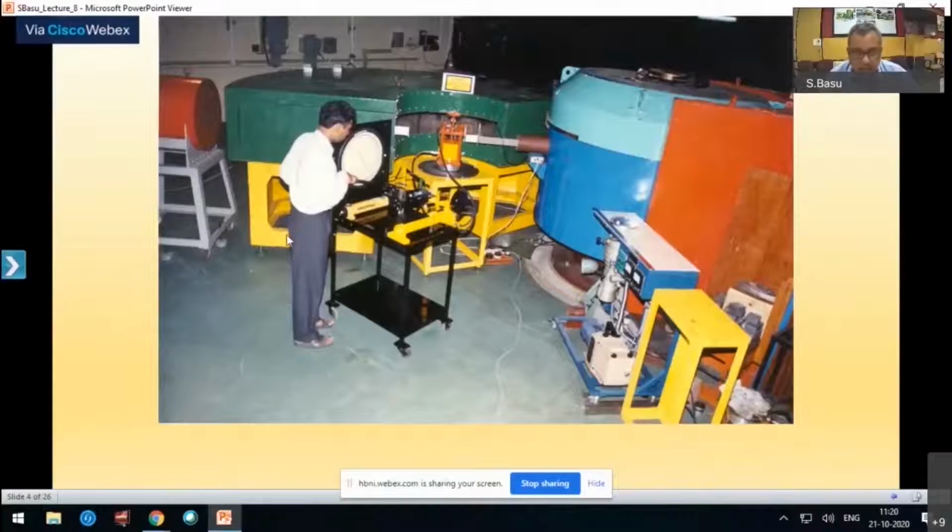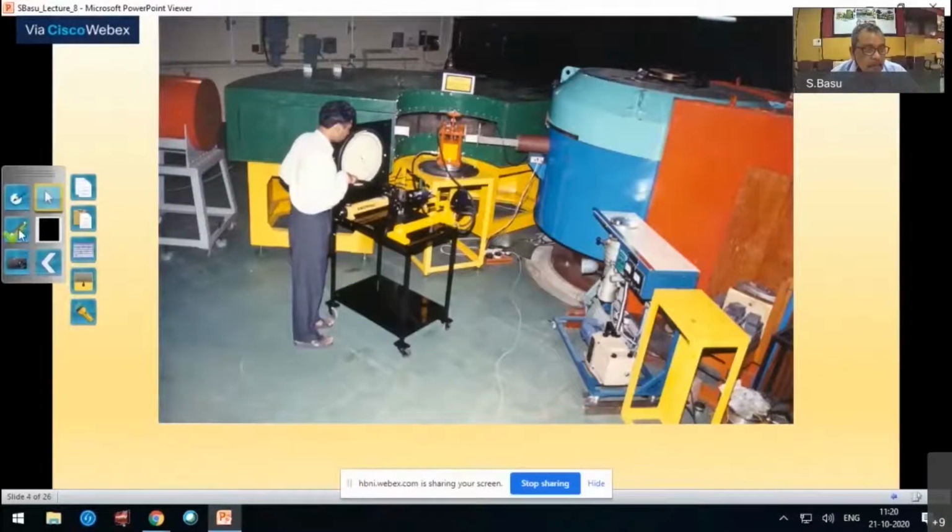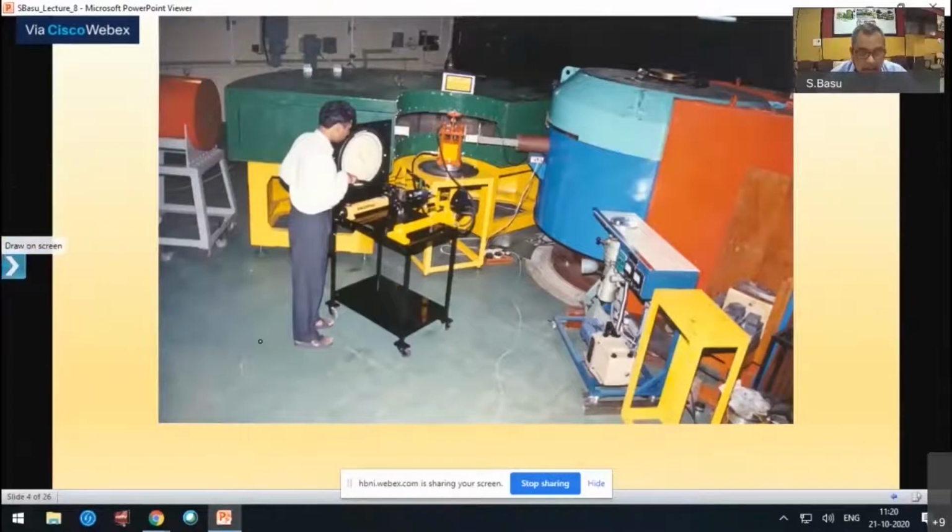And this is the instrument which I showed you, at Dhruva reactor. I explained to you that there is a monochromator drum, which is very common for all of these. The neutron beam comes out by this path. The sample is here, and you have a detector bank.